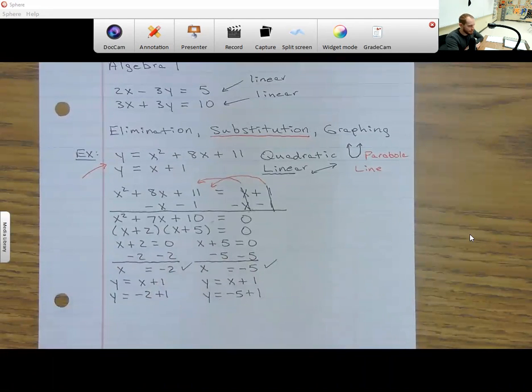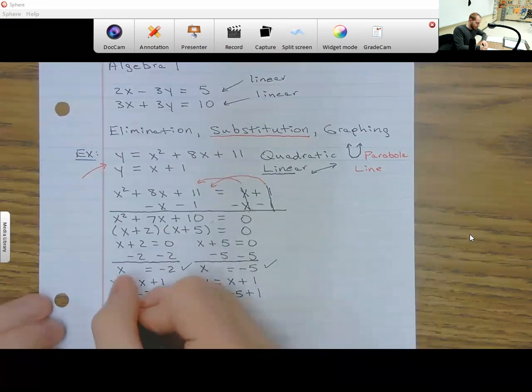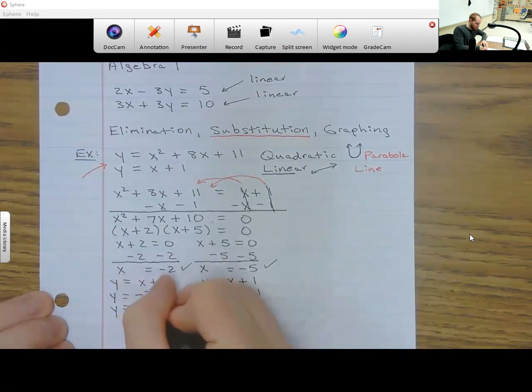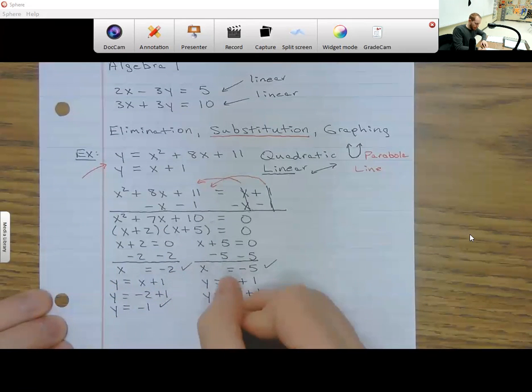Okay, so I'm just plugging in. That's all I'm doing. -2 plus 1, that's going to give me -1. So y is going to be equal to -1. And then over here, I've got -5 plus 1, and that's going to be -4.